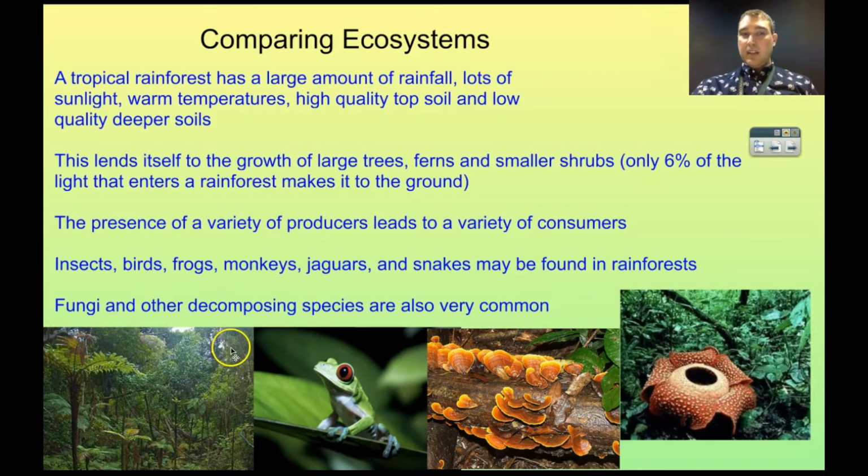You get fungi and other decomposing species also being very common. So we talked about tree fungi before that are breaking down the trees that have fallen over. Because of the weird combination of high-quality topsoil, low-quality deeper soils, we get things like carnivorous plants being present in rainforests too. So this is a carnivorous plant that takes in animals. That's because there's low nitrogen in the soil, or low available nitrogen in the soil, in the form of things like nitrates. So they kill animals instead and break the animals down to get proteins and then break them down to nitrates that they can then use.